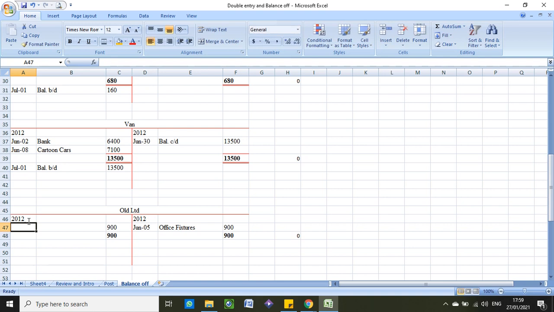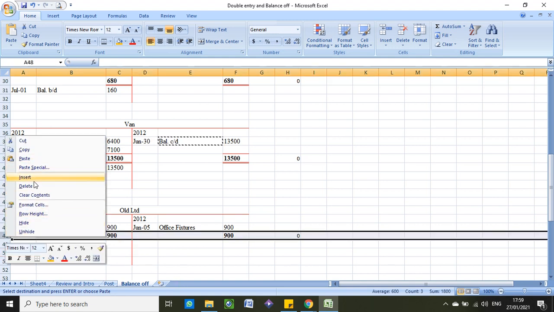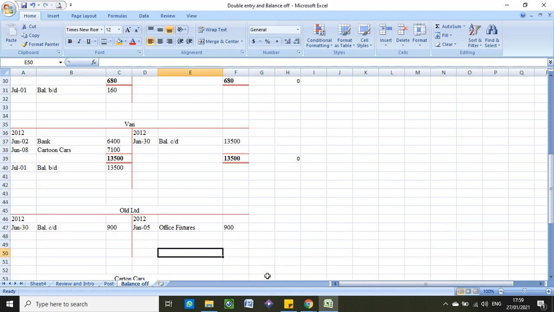2012, last day of the month. Which month? June. And that is balance carried down, not brought down. Okay. Now, if you notice, the idea of the previous account was to get the totals on the same row, as I mentioned several times so far.